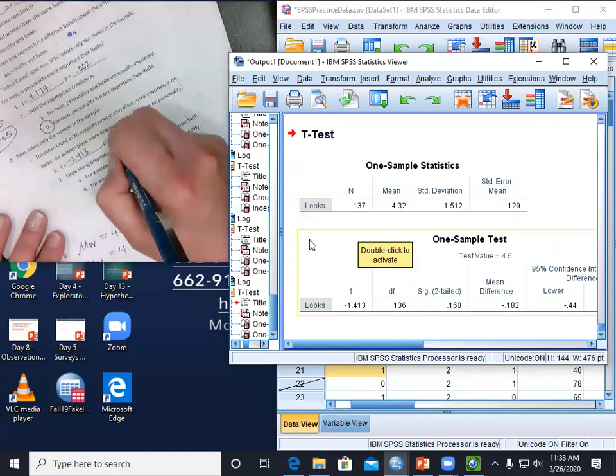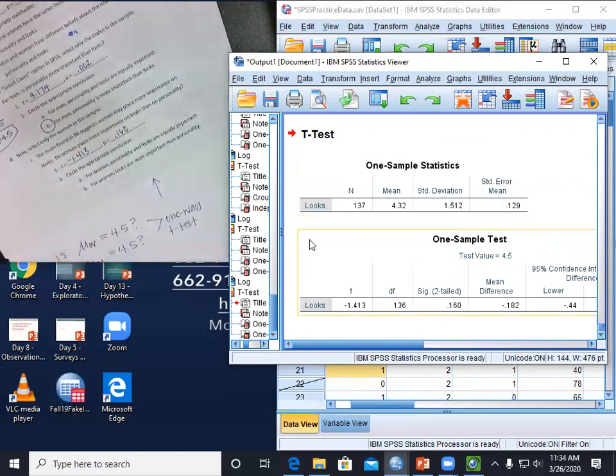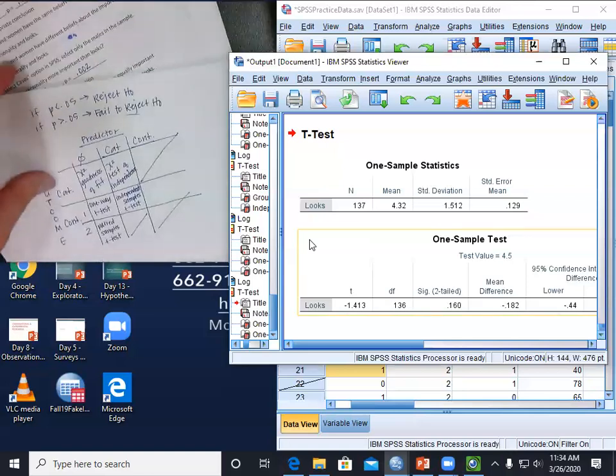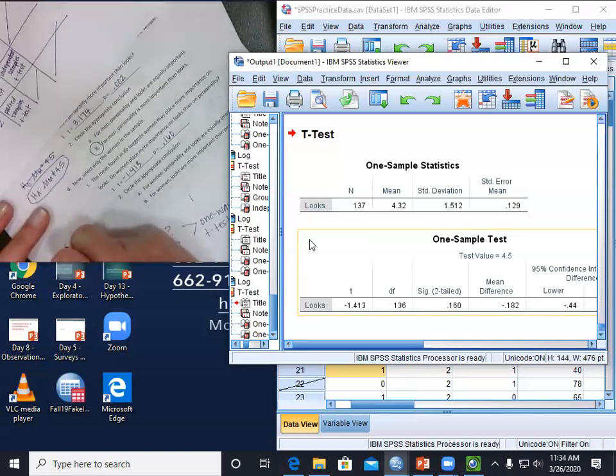All right, and we look at our p-value, which is 0.160. With a p-value of 0.160, do we reject or fail to reject our null hypothesis? We didn't even write them. Let's write them real fast. The null is that the women's mean equals 4.5. The alternative is that the women's mean does not equal 4.5.